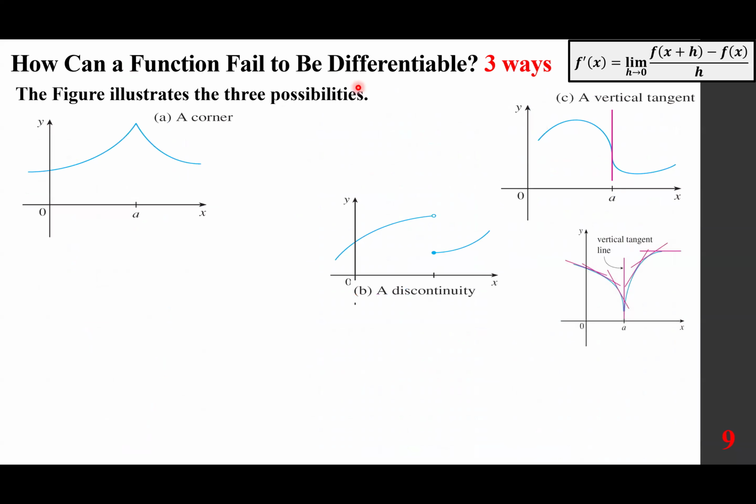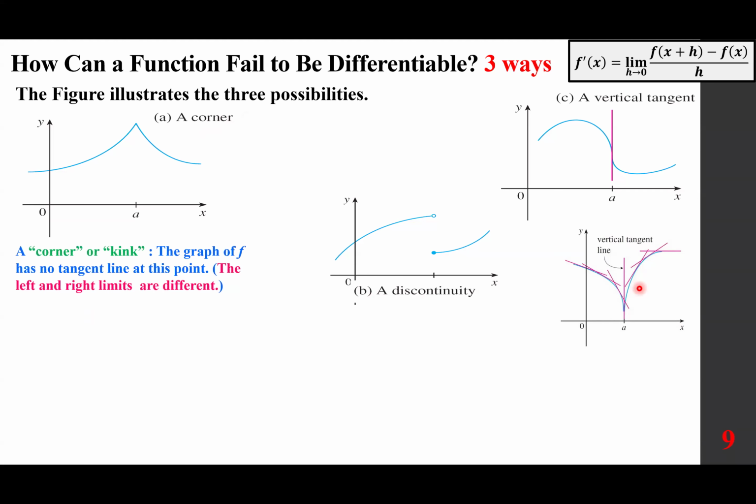How can a function fail to be differentiable? There are three ways. You have a corner, also known as a sharp corner, a discontinuity, a vertical tangent. A corner or kink, the graph of f has no tangent line at this point. The left and right limits are different.